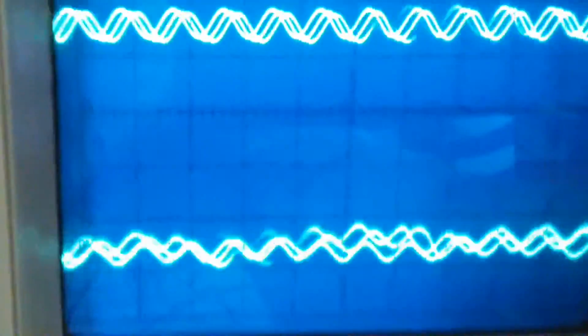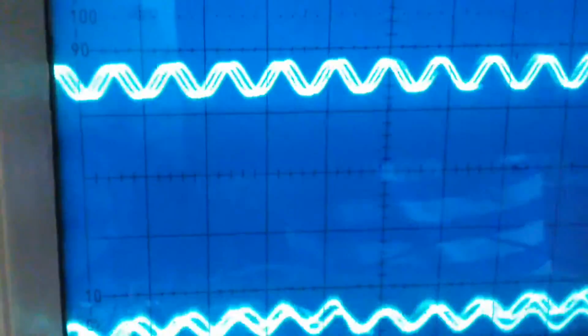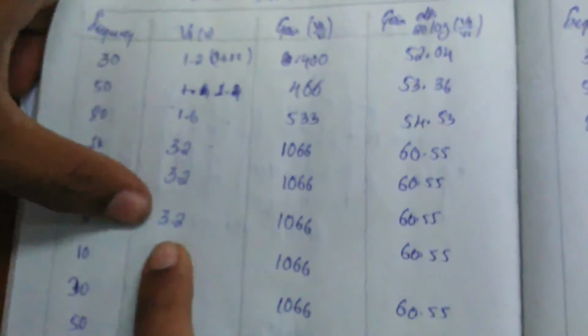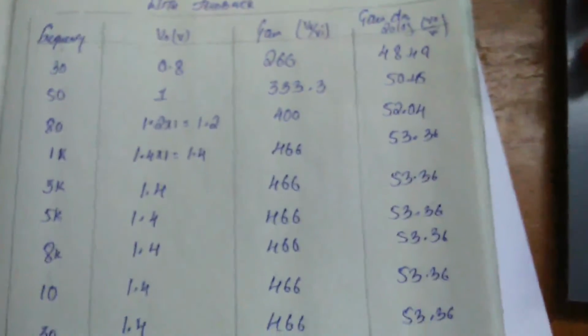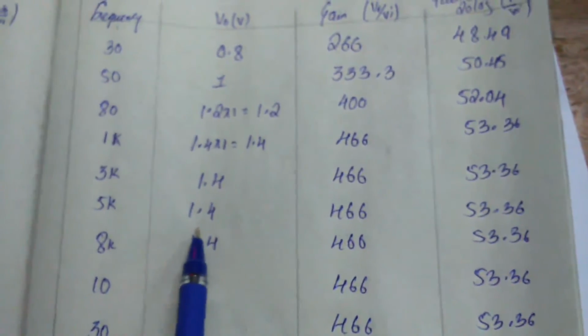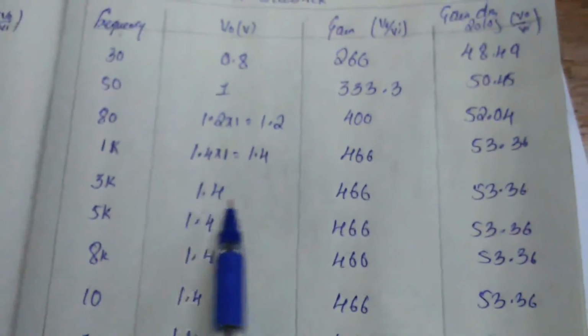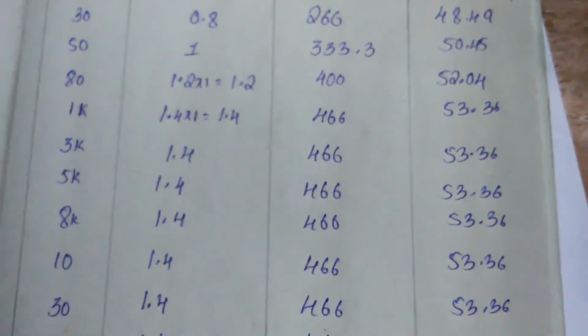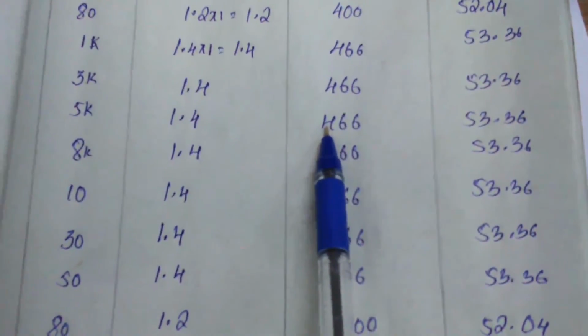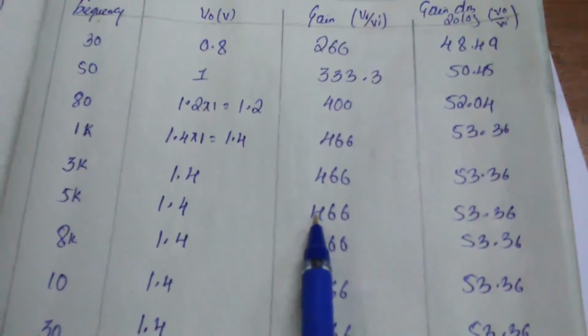This is output 0.8. So now look at my table form. Without feedback, I got 3.2 volts, and with feedback, when I connected 15 kilo ohm from output to the input, I got 1.4 volts. So when I look at output by input, I got a gain of 466. Without feedback, I got 1066. With feedback, I got 466.